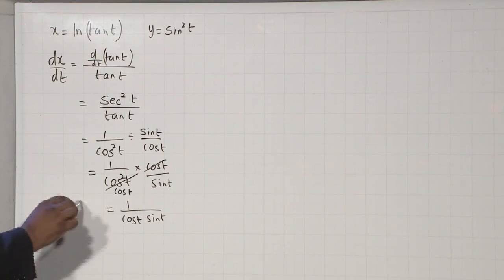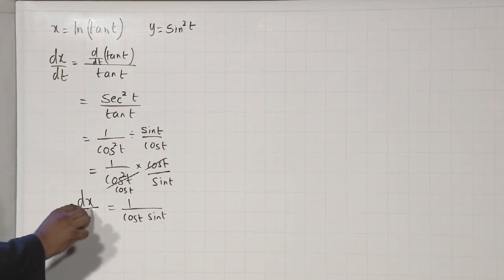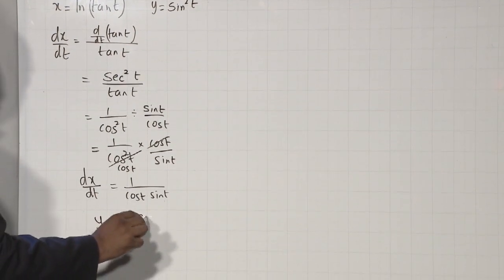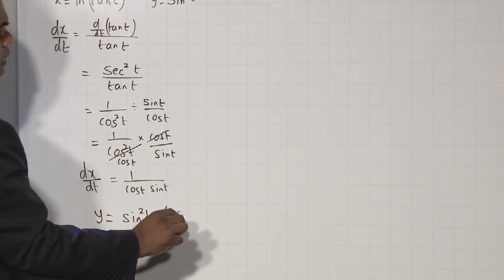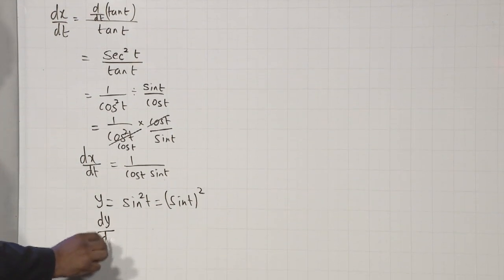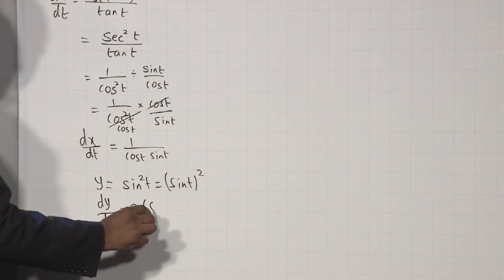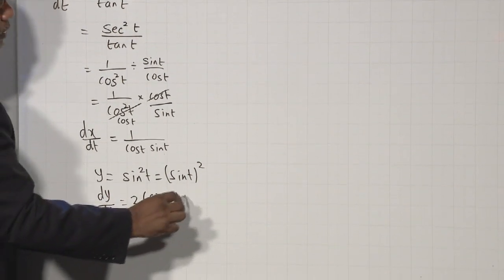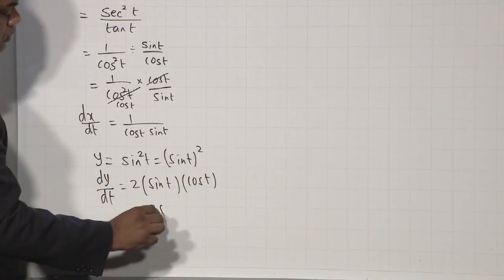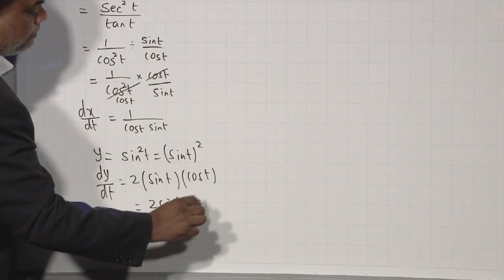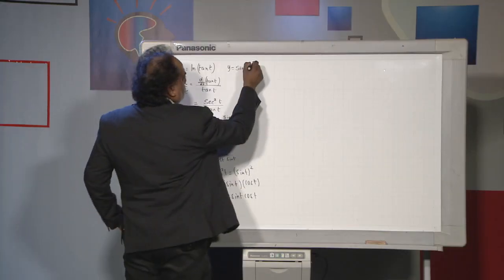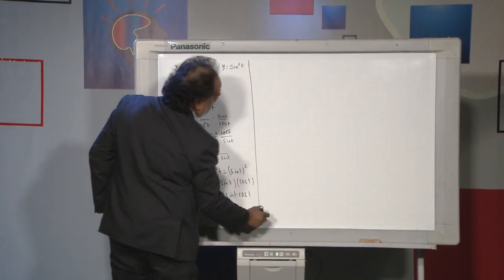Similarly, this is dx by dt. Y is equal to sine squared t, which is sine t to the squared. What is dy by dt? 2 sine t, differentiate sine, obtain cos t. So 2 sine t cos t. What will be dy by dx?